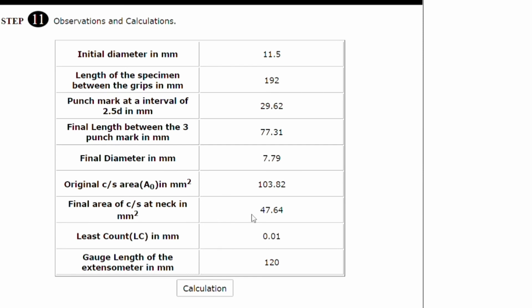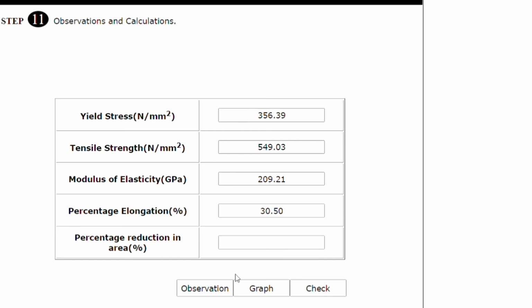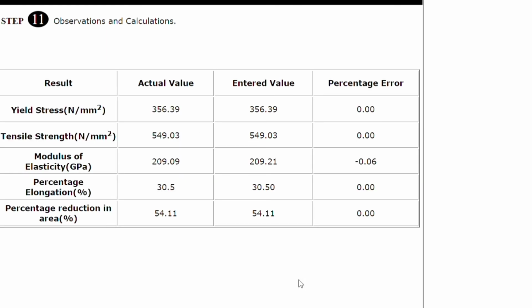Finally, to find the percentage of reduction, we have to use A0 minus the final area at the neck, and divide by A0 again and times 100. So the A0 is 103.02 minus 47.64 and divide by 103.02, and then times 100%, we will get 54.11. So this is the result that we get after we finish the calculation.